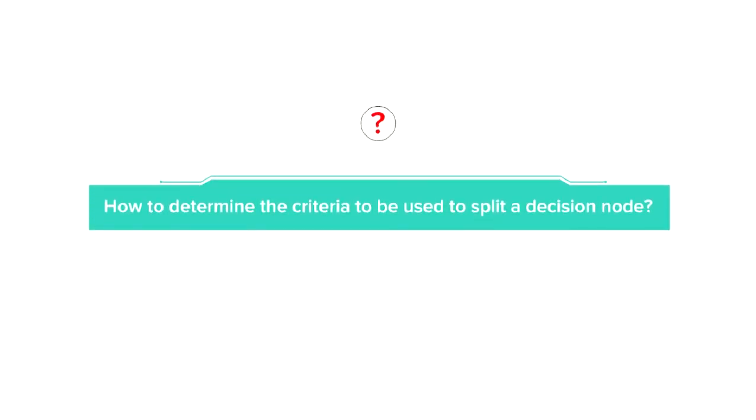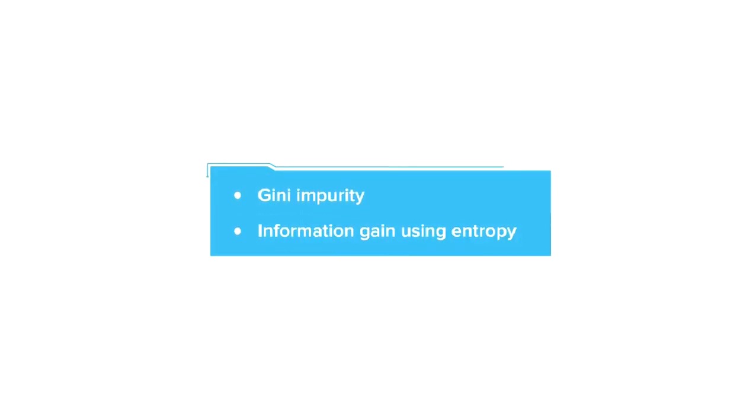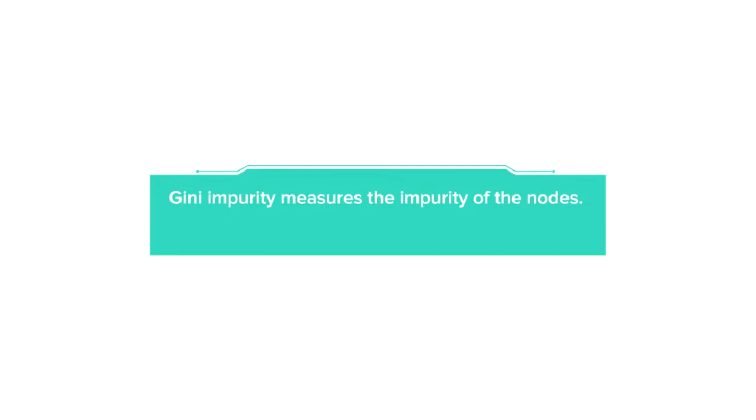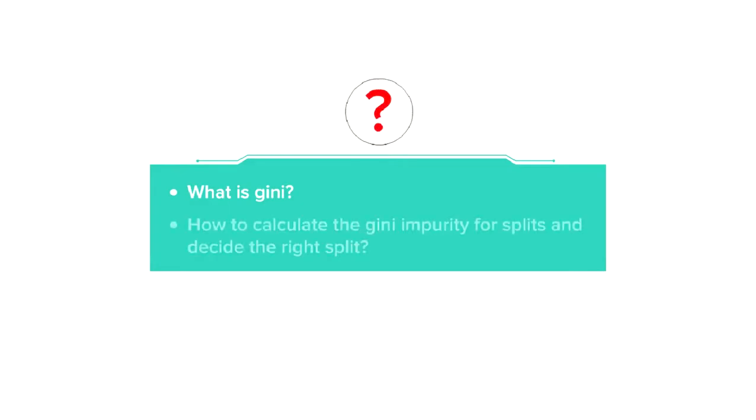Now that we understood the types of decision trees, let's move on to understand how do we determine the criteria to be used to split a decision node. For the decision tree classifier, there are two ways through which we can do that: Gini impurity and information gain using entropy. Let's understand them one by one. Let's start with Gini impurity. It measures the impurity of the nodes and is calculated as 1 minus Gini. Let's first understand what Gini is, and then we will learn about how to calculate the Gini impurity for splits and decide the right split.